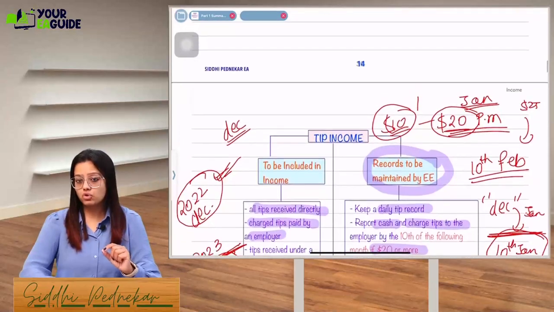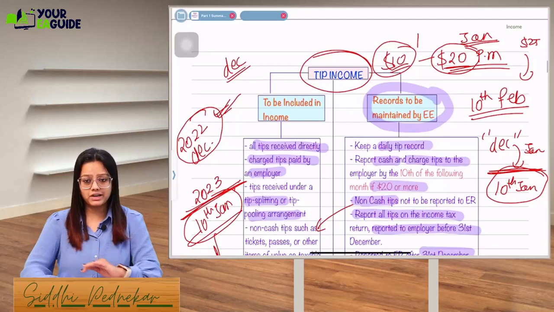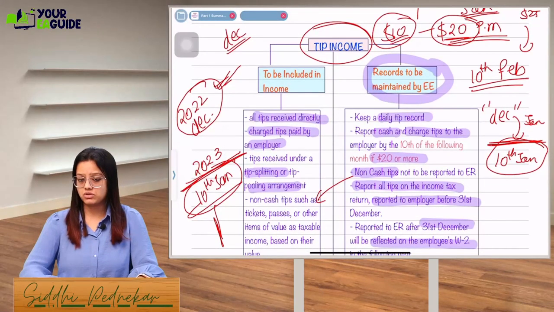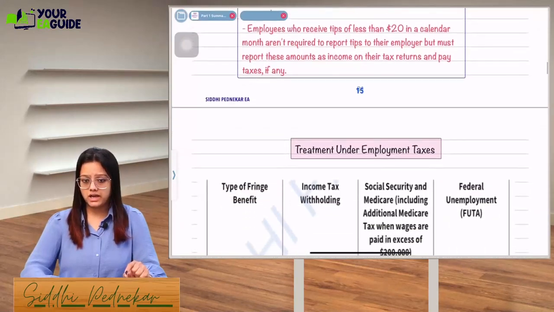Why did I take so much time on this topic? Because on tip income, there will be one or two questions which are very easy marks for you guys in exams. Okay, so just understand the difference between reporting and non-reporting of the tips in the tax return.